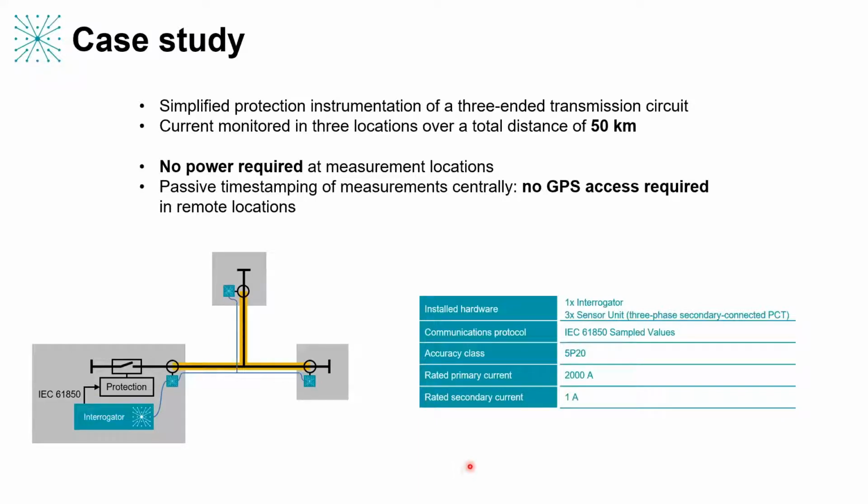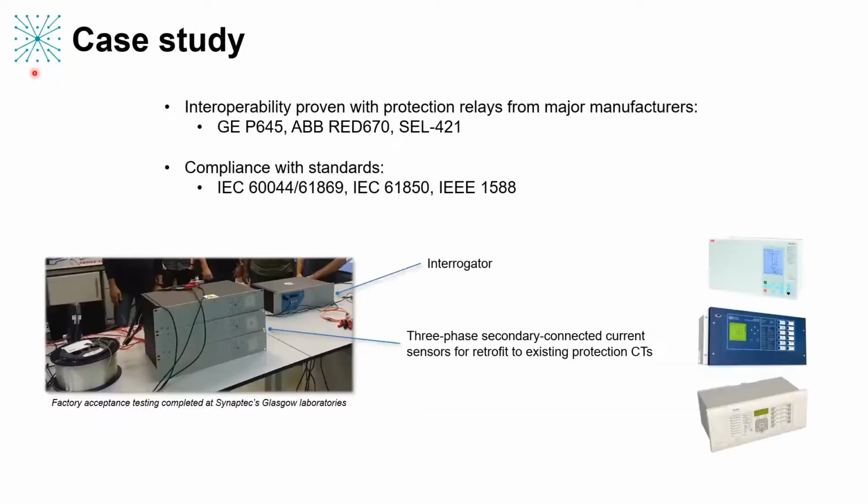You can see some particular parameters of this installed scheme on the right-hand side here. And here you can see some of the equipment actually undergoing factory acceptance testing in Glasgow before installation. Now this system, as I described previously, was secondary connected to existing protection class CTs at each measurement location, which is why our sensors are just deployed in these small form factor, light rack mount type devices in this case. And you can see them next to the interrogator sitting here on the bench. But it's of course important to stress that we can provide, and we do provide, complete primary connected devices as well.